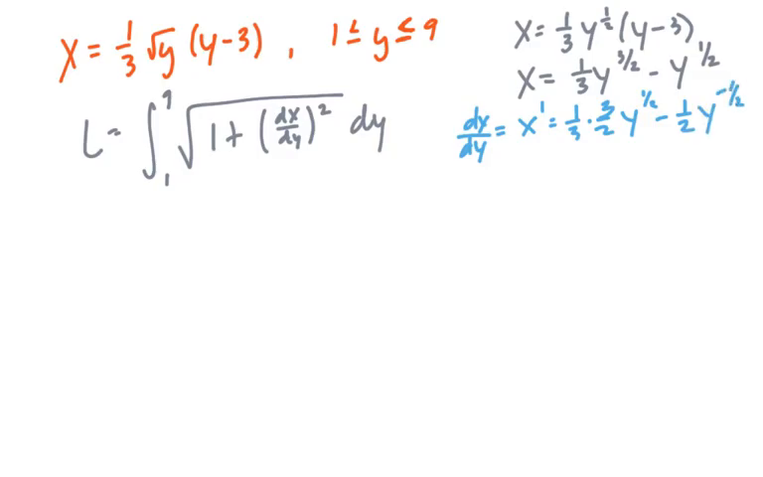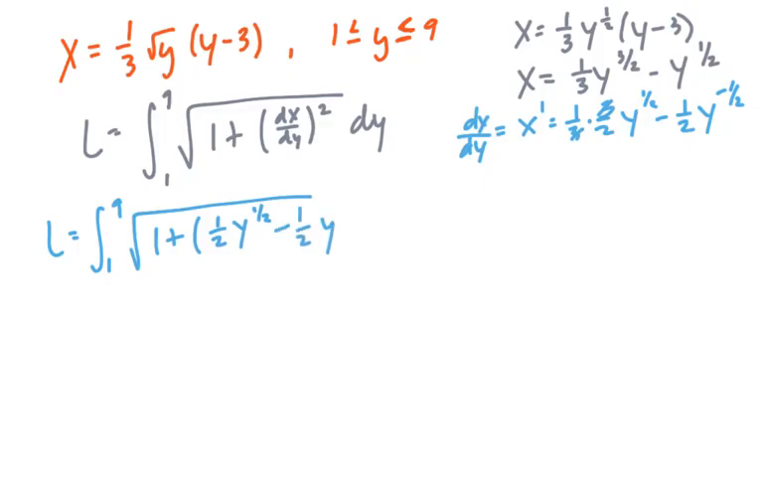So we can put that over here and say L equals the integration from 1 to 9, the square root of 1 plus, now our derivative is, these 3's cancel. So we have 1/2 y to the 1/2 minus 1/2 y to the minus 1/2 quantity squared with respect to y. So we need to multiply those out and do FOIL.